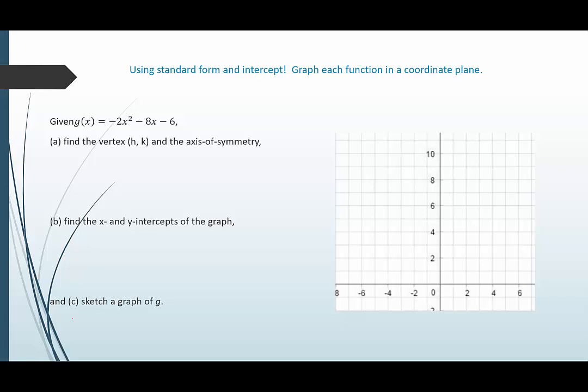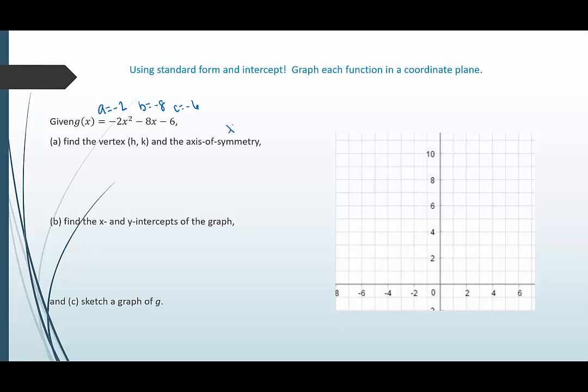Okay, let's see how you did. First up, I'm going to label A, B, and C. I have A is -2, B is -8, and C is -6. Let's use this information to determine the vertex and the axis of symmetry.